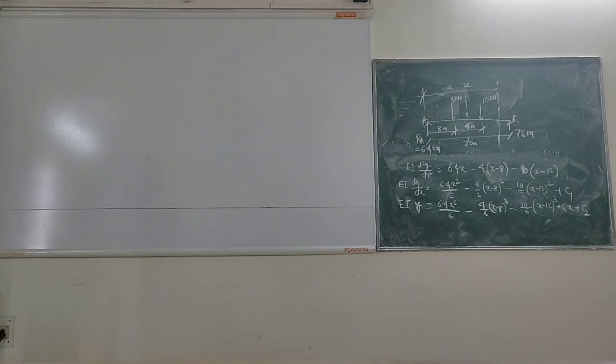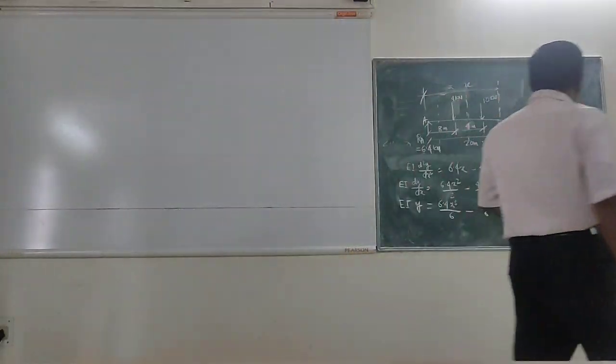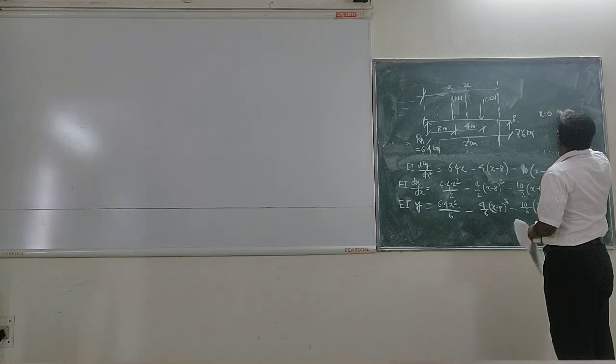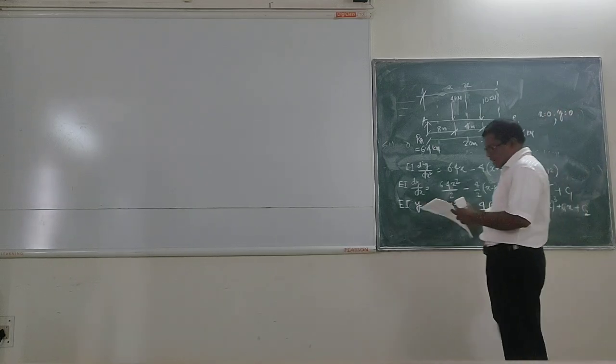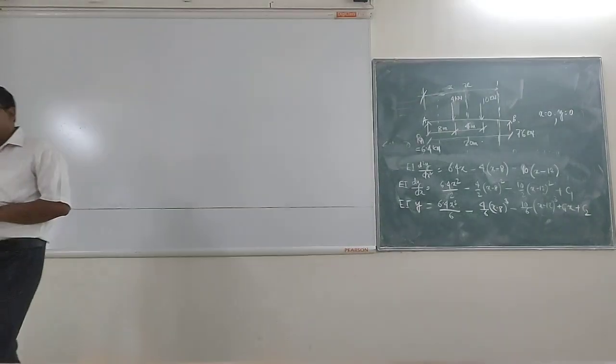Okay. Now for a simply supported beam, what are the boundary conditions? At x equal to 0, y equal to 0. This is the first boundary condition.